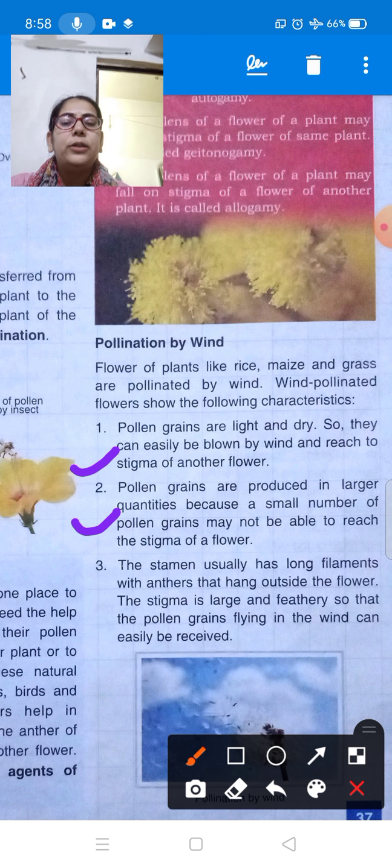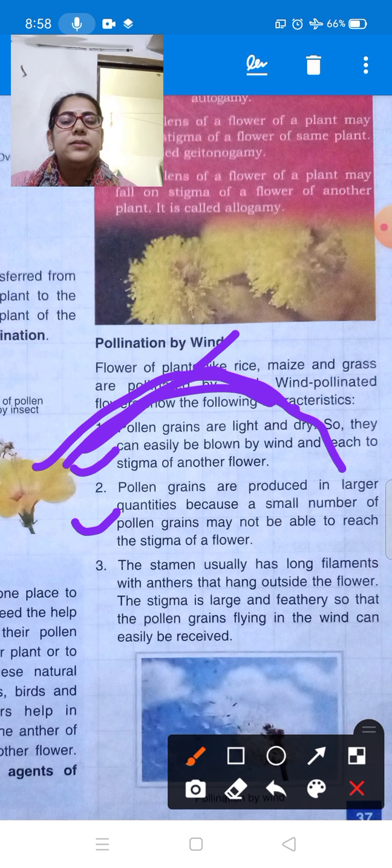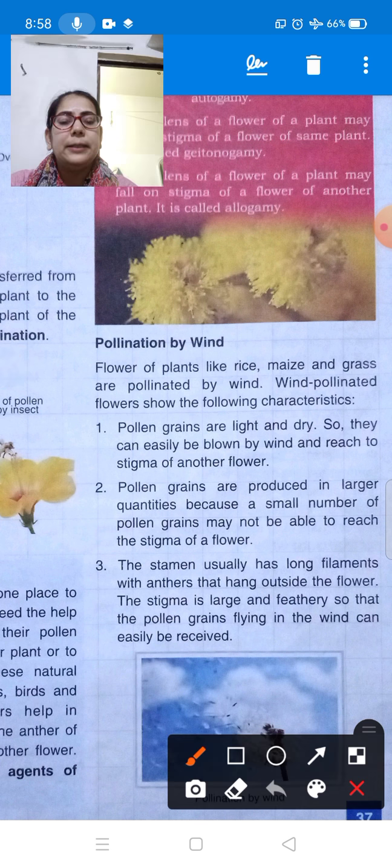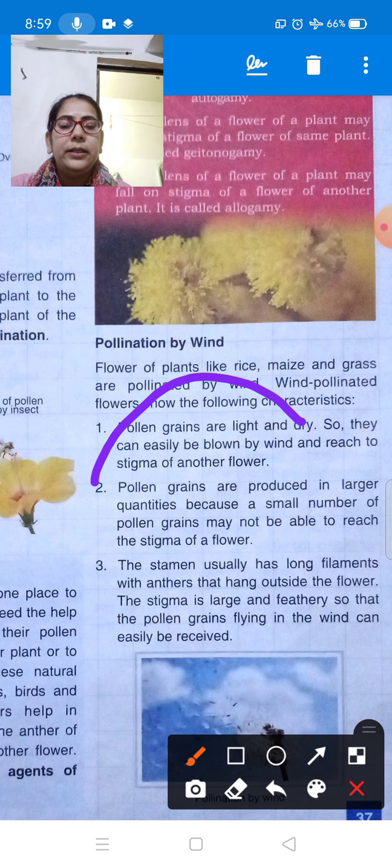Students, in wind pollination, the pollen grains should be produced in very large amounts because the pollen grains are blown by the wind and are coming from one place to another place. So in the middle of the way, many pollen grains can be wasted also. So that's why the pollen grains should be produced in large amounts, so that despite the wastage, some number of pollen grains reach the stigma. So for this, a large number of pollen grains should be there.